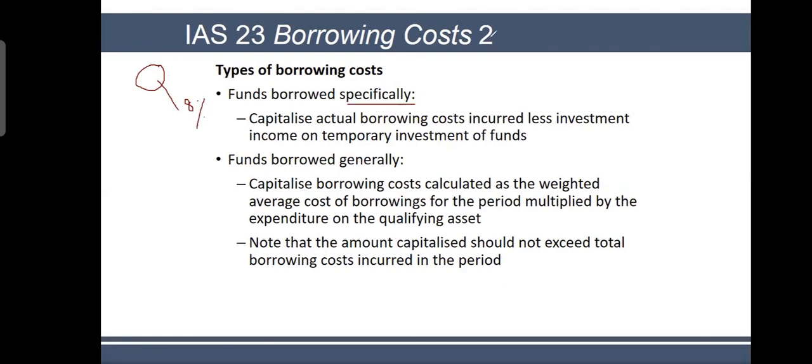Borrowed generally, what does that mean? Probably in your portfolio, you have different types of already acquired funds. In your portfolio, you have different types of debts, okay? Something you took on, I don't know, probably 7%. Maybe you have taken some loan on 10%. And then probably you have taken some loan on 8%. So you have different types of borrowings, okay?